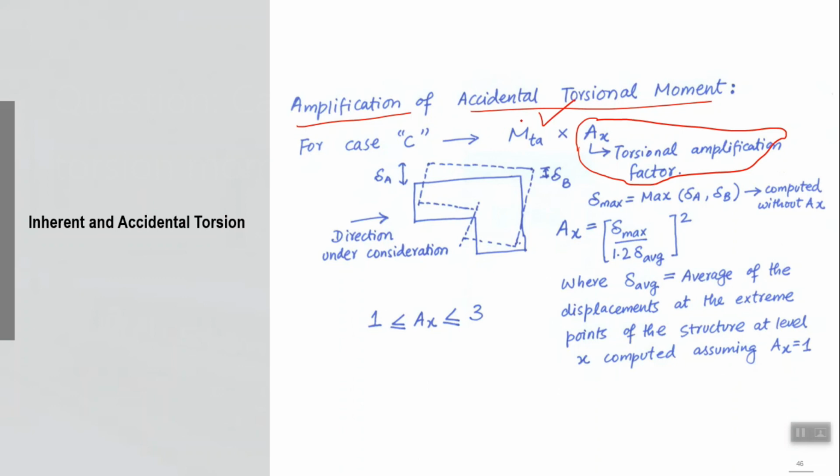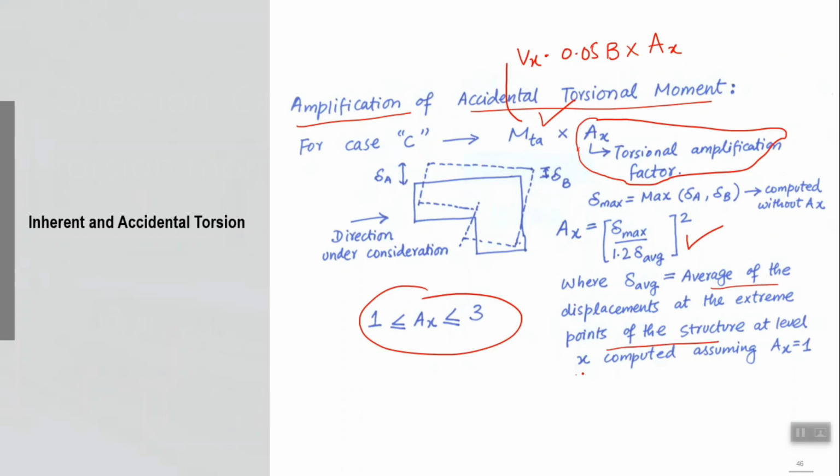So whatever you calculate, Vx times 0.05 times capital B, which you saw in the last slide, you again have to multiply with a constant Ax, which has a value between 1 and 3. That value is calculated using this expression, which uses the average of the displacements at the extreme points of the structure at a particular level, computed using Ax equal to 1.